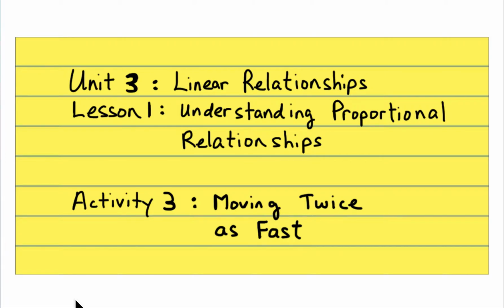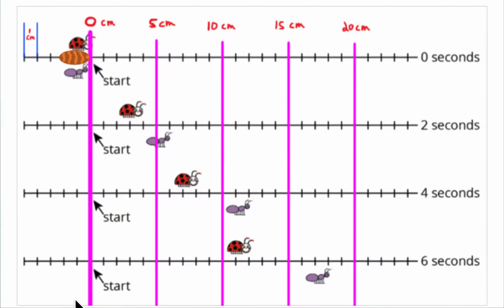This is lesson 1, understanding proportional relationships. This is activity 3, moving twice as fast. In this activity, we're going to add one more bug, and there's that bug right here. So we have the ladybug and we have the ant, and they're moving at the same speeds as before.